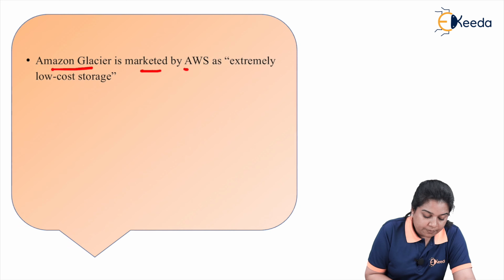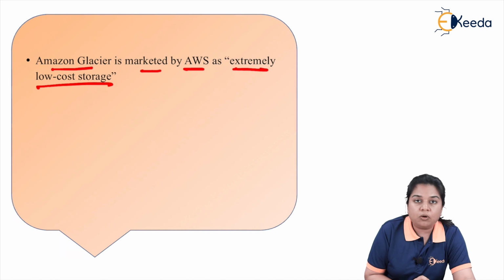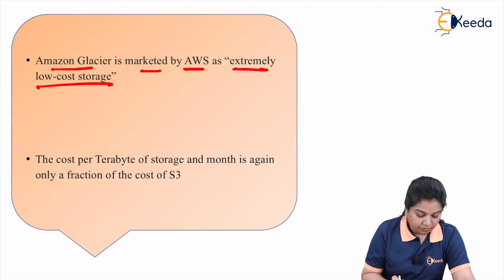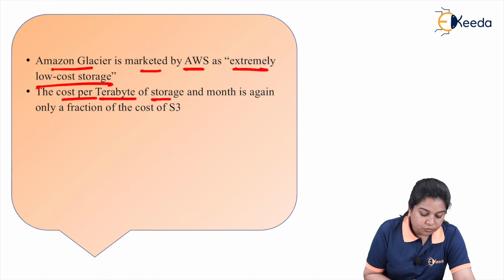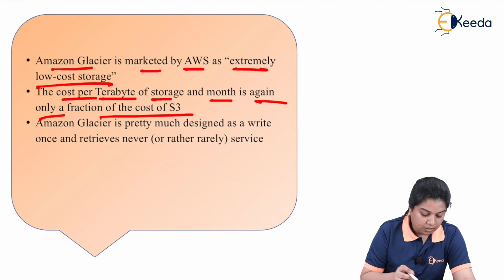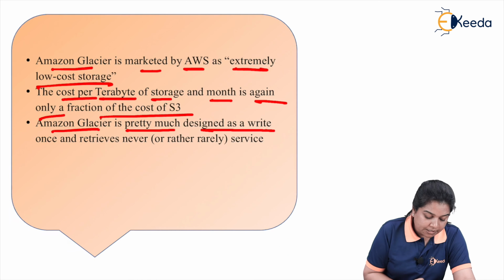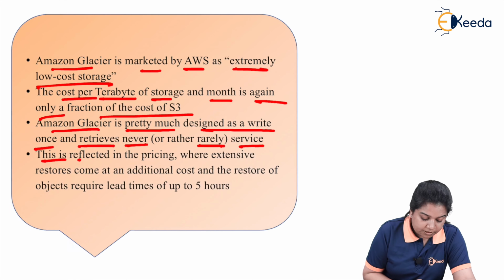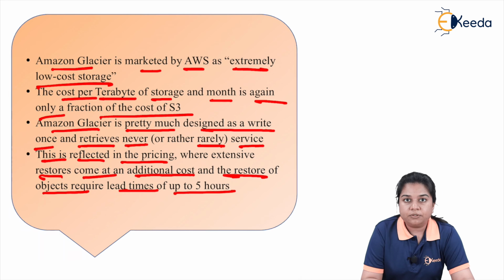Amazon Glacier is marketed by AWS as extremely low cost storage because the retrieval from that storage is slow. The cost per terabyte of storage and month is again only a fraction of the cost of S3. Amazon Glacier is pretty much designed as a write once, retrieve never, or rather rarely, service. This is reflected in the pricing, where extensive restores come at an additional cost and the restore of objects requires lead times of up to 5 hours.